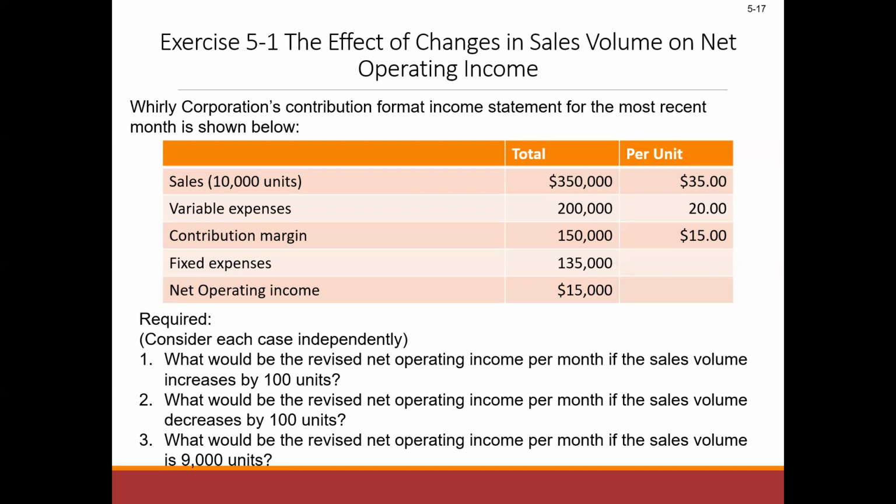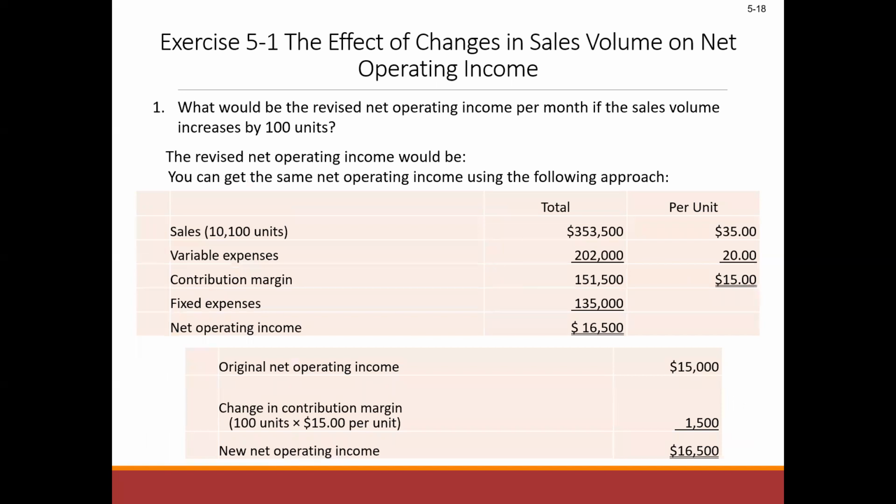So with number one here, what would be the revised net operating income per month if the sales volume increases by 100 units? Let's just look at that one. Right now, the net operating income is at 15,000. But if we increase it by 100 units times that 15 contribution margin, what's it going to change? So the original operating income is 15,000. If we add 100 more units at $15 a unit, our new operating income is going to be 16,500. Got it?